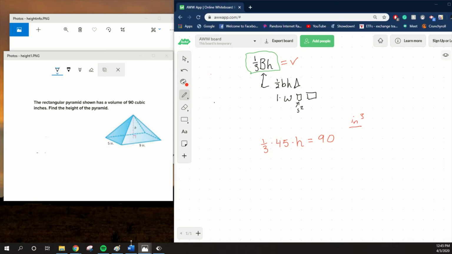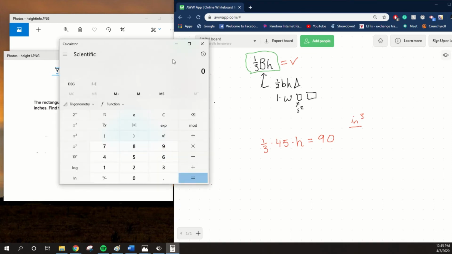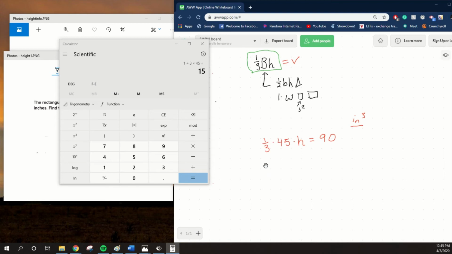So I'll go ahead and do that 1/3 times 45 to simplify the left side of my expression here. So 1 divided by 3 times 45, we get 15. And you'd get that if you canceled it out when you're multiplying it.